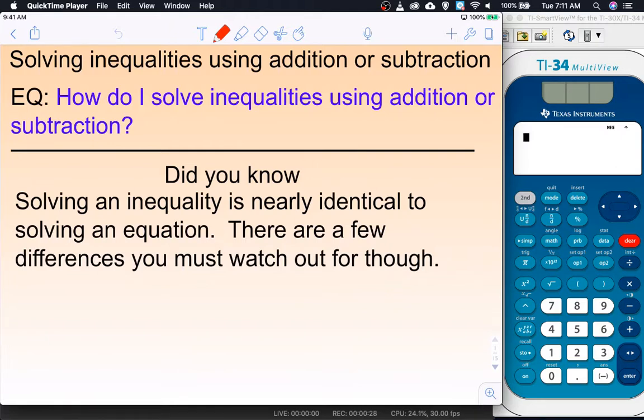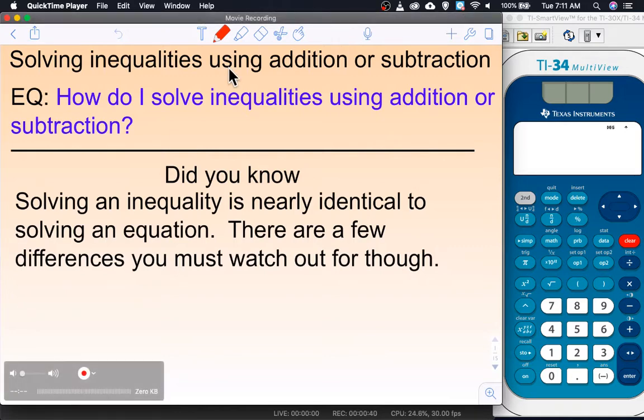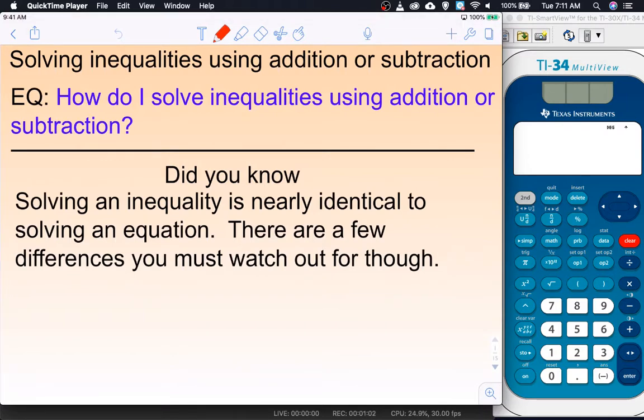This is the first lesson building up for about the next 5 or 6 lessons on solving inequalities. So make sure you take your time and take the lesson to heart. So, central question: how do I solve inequalities using addition and subtraction? Did you know that solving an inequality is nearly identical to solving an equation? There are a few differences you must watch out for, and we won't actually see any in this lesson. Next lesson, we'll see some of these differences.